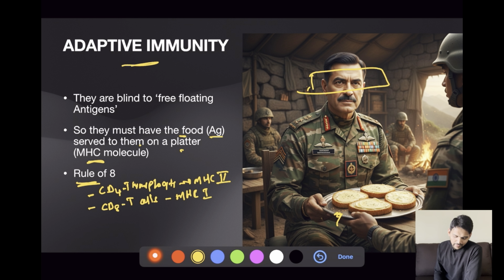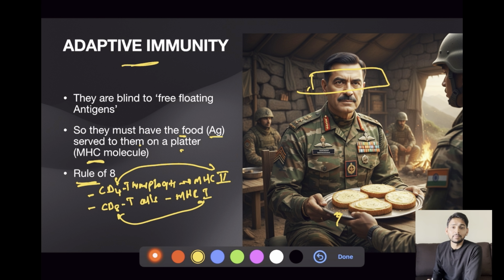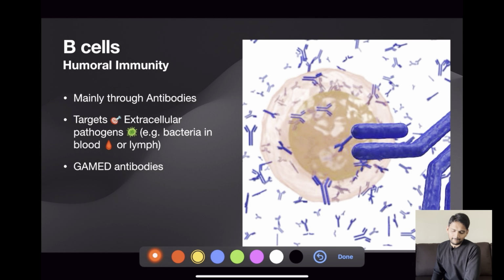So if you observe here, 4 into 2, 8; 8 into 1, 8. Overall, it should be 8. Like that, they are so particular in the platter selection also. So they are a little bit extra demanding, we can say. But once it is presented, then B cells and T cells start their action.